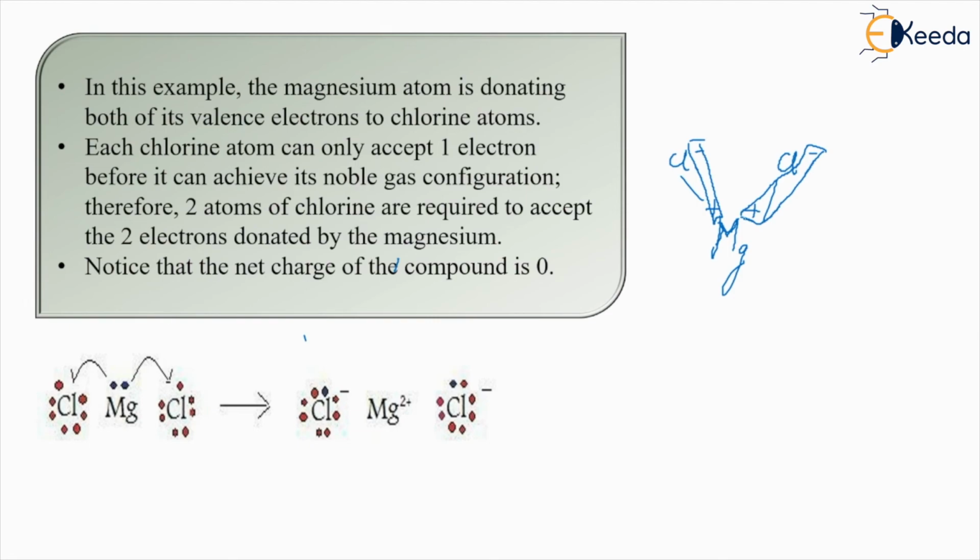So ionic bonds are also known as polar bonds, because when we consider ionic bonds, we have the formation of poles, a positive pole and a negative pole. So with this, we understand what exactly is ionic bonding.